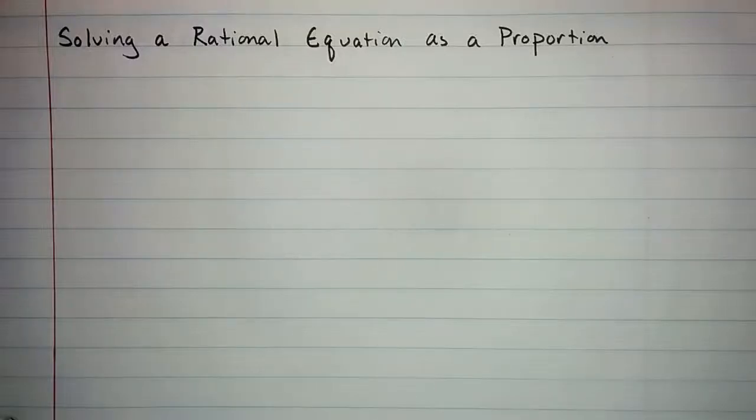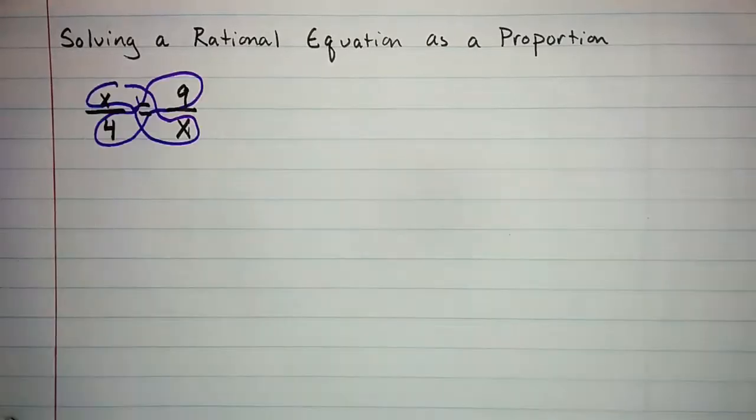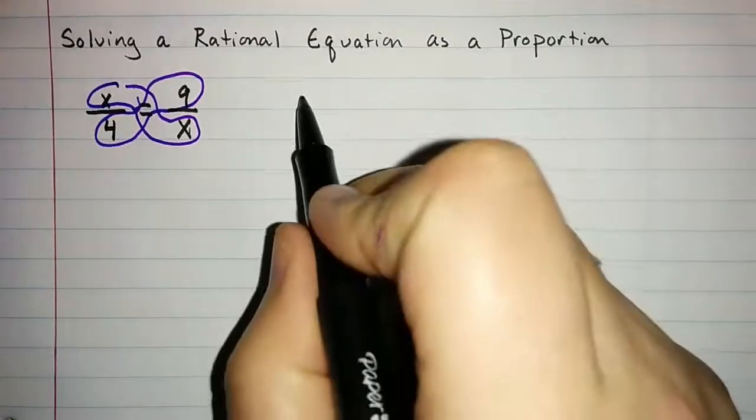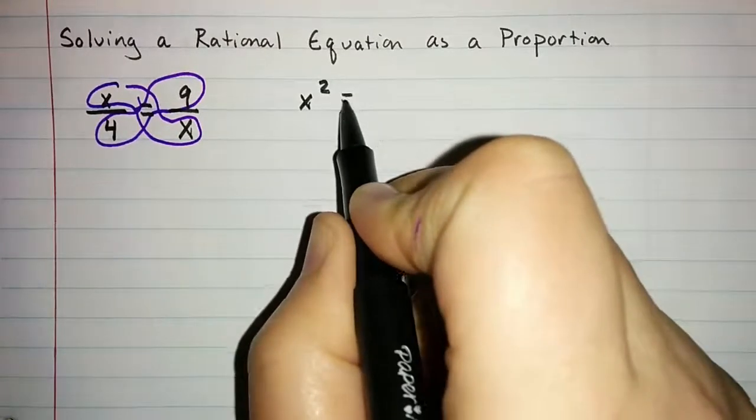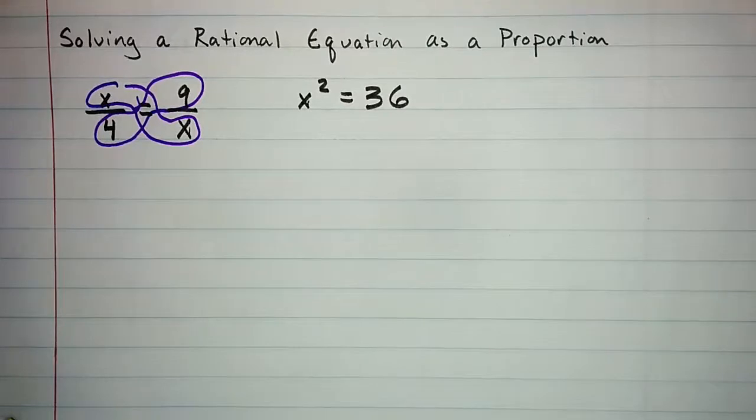Now, we're already familiar with one method of solving rational equations, namely, treating them as a proportion. So if we have, for example, the equation x over 4 equals 9 over x, one option we have for solving this equation is to cross multiply, which gives us the equation x squared equals 36.